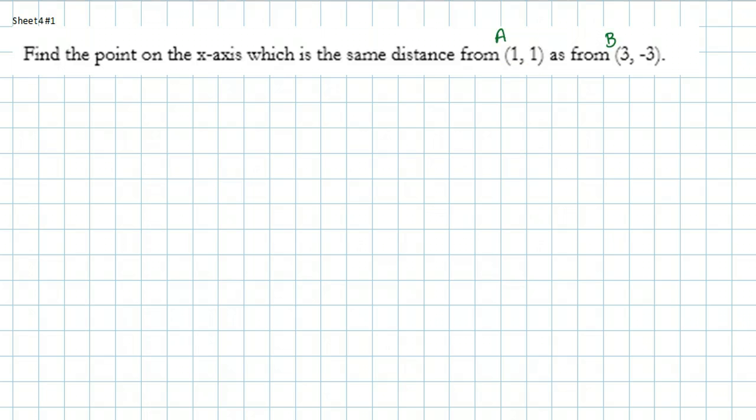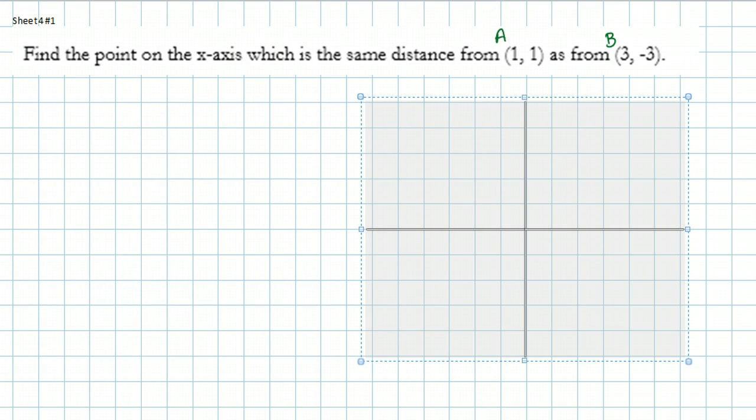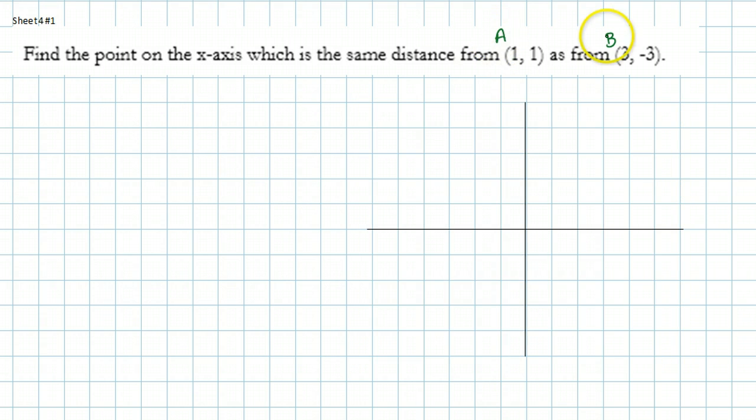The first thing I'm going to do is draw a picture, because I always draw a picture. You'll notice that in the problem I've called this point A and this point B, and that's going to help in terms of me talking about this problem. So let's call this A, (1, 1), and (3, -3). Let's call this point B.